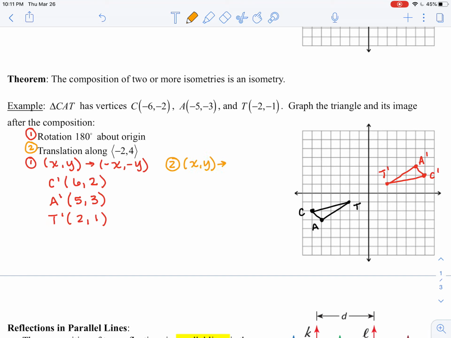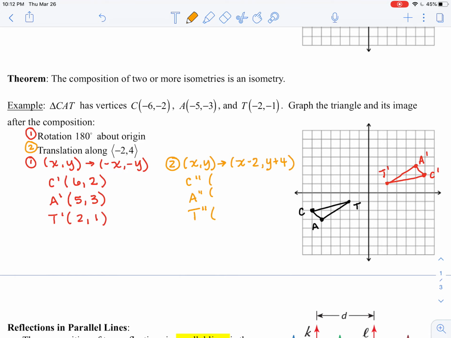So each of our points, x, y, becomes x -2, y +4. In other words, each point is going to move left 2 spaces and up 4 spaces. So now to find the coordinates C double prime, A double prime, T double prime, I actually like to do all the x coordinates first. So just in my head, I know I'm subtracting 2 each time.